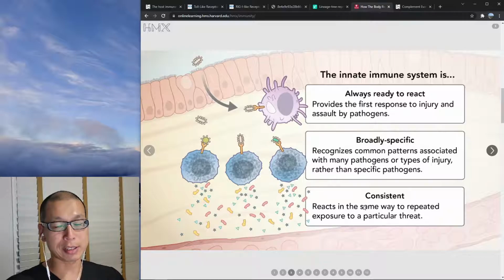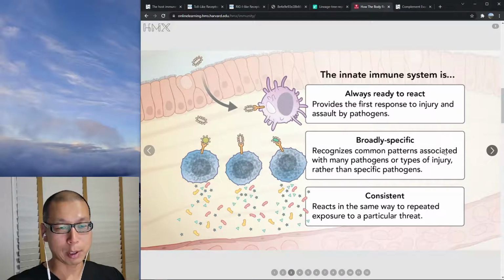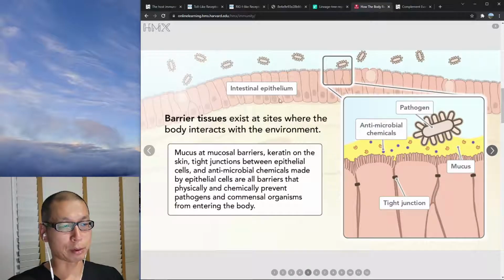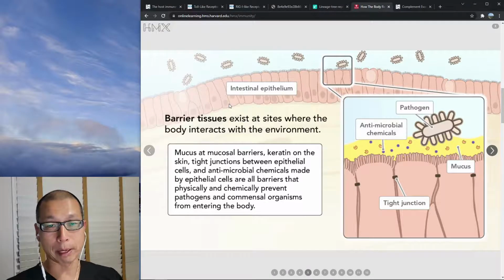So if you see the same thing over and over again, the innate immune system does not get better at fighting it. It fights it just the same whether it sees it for the first time or has seen it 100 times. The innate immune system is made up of barrier tissues, cells, and molecules. Okay, so the first line of defense of your immune system is just a barrier.